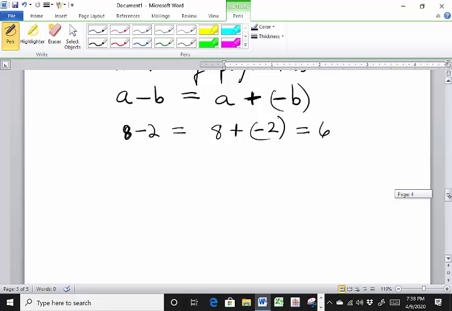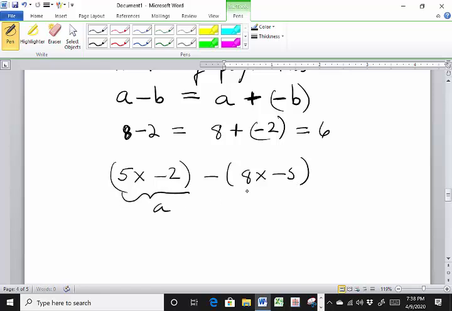So for a polynomial, let's just say I have 5x minus 2 subtract 8x minus 5. All right? So this is kind of like your A, and this is like your B. So it says to take the A, just rewrite it, 5x minus 2. Then we're going to add that to the opposite of B. Well, what's the opposite of 8x? It's a minus 8x. What's the opposite of minus 5? Opposite of minus 5 is a plus 5.